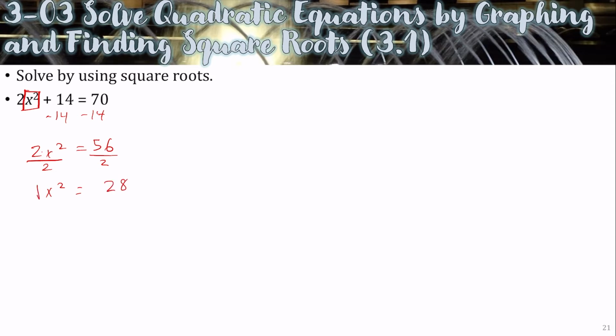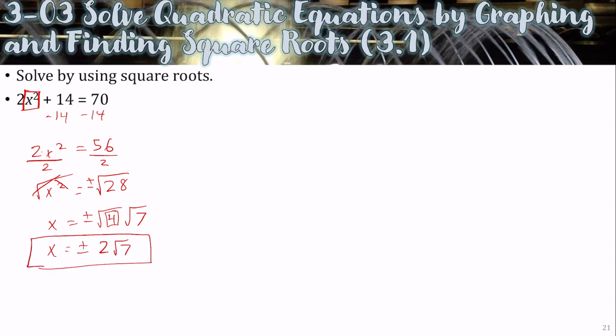And then to undo the square, I square root, and when I'm solving and take a square root, I have to plus and minus. I'm left with x equals the square root of 28. See, could we simplify that? 28 is 4 times 7. 4 is our perfect square. Square root of 4 is 2, so it's 2 square root of 7 plus and minus. So you actually have two answers. Positive 2 square root of 7 and negative 2 square root of 7.